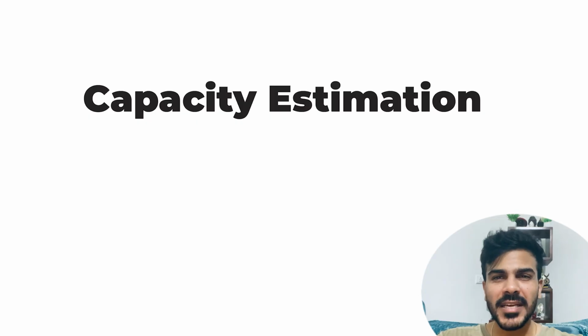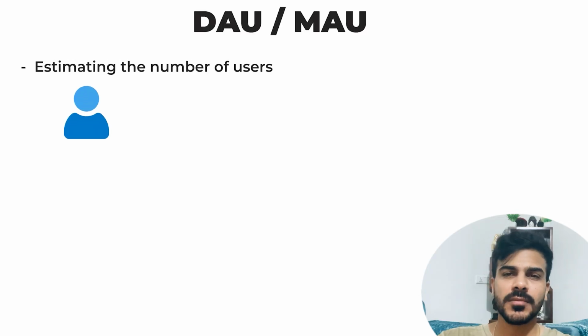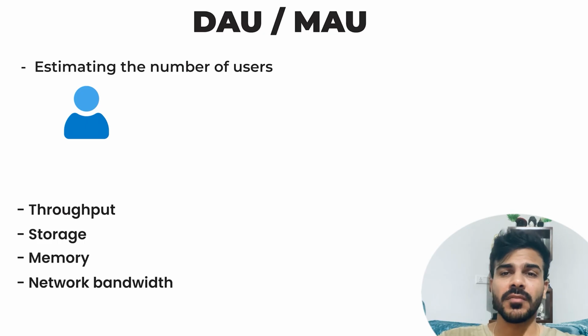Let's now dive into the capacity estimation for our rate limiter. We'll start with estimating the number of users. This is important because this would give us a sense of overall scale for our system that would help us to estimate the throughput, storage, memory, and network bandwidth.